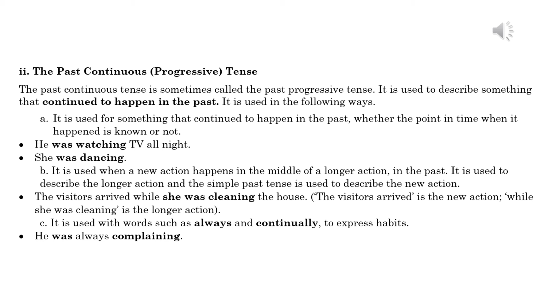Two. The past continuous or progressive tense. The past continuous tense is sometimes called the past progressive tense. It is used to describe something that continued to happen in the past. It is used in the following ways.